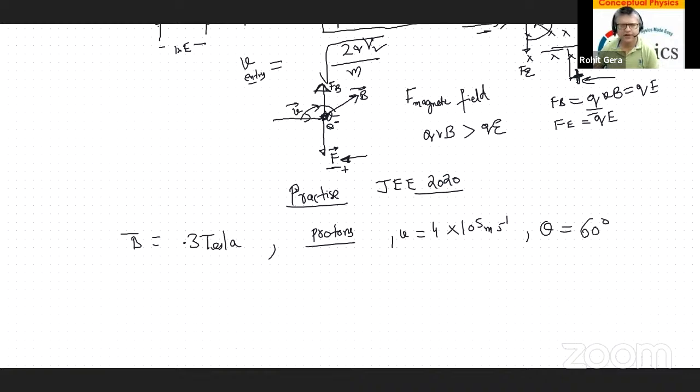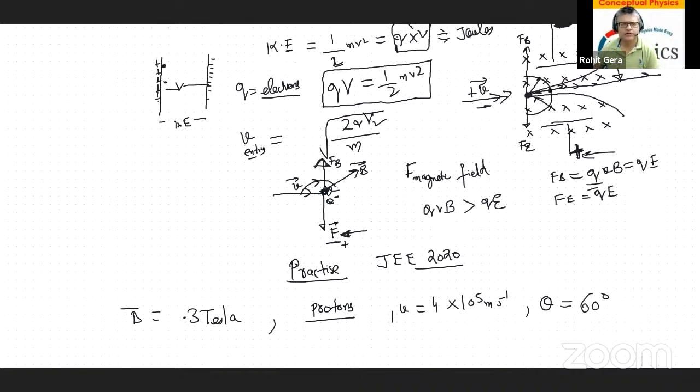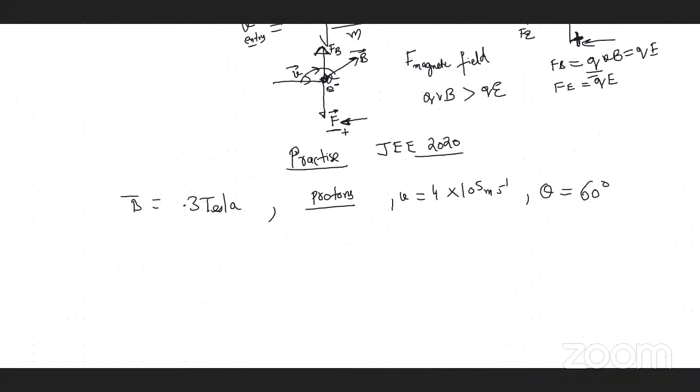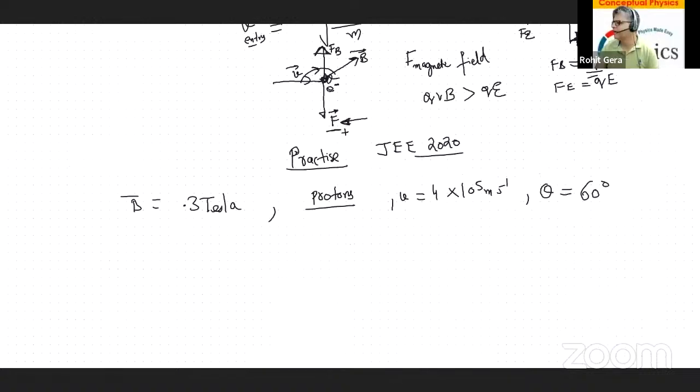If you see the figure, this angle is 60. The angle between V and B is given. So 60 degrees is given. What you have to find is the radius of the helix. You have to do this.